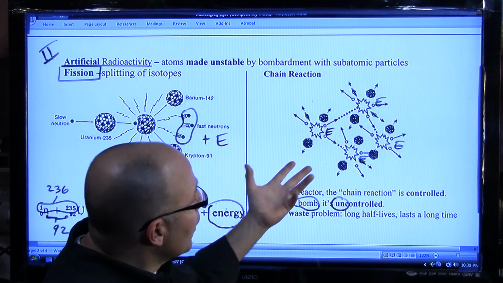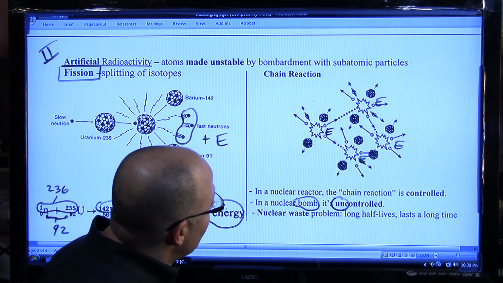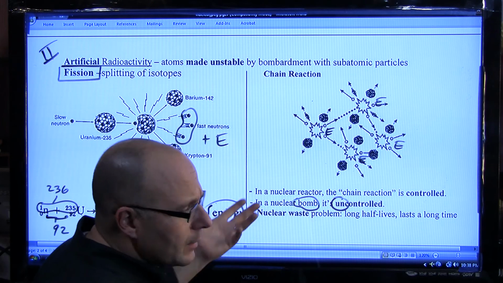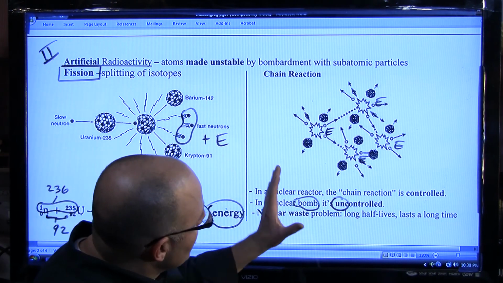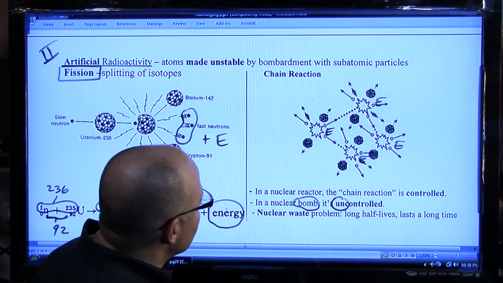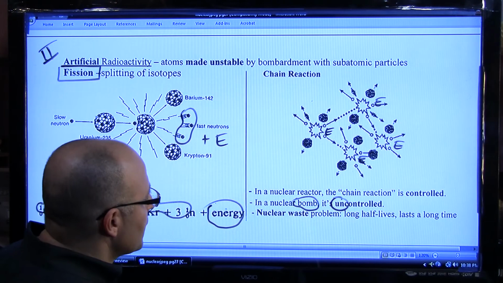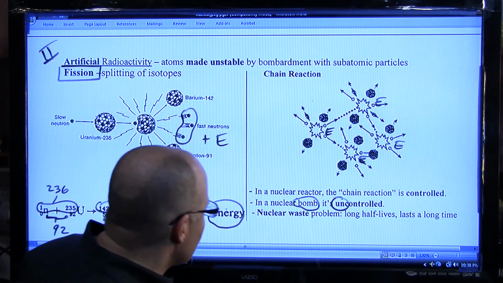But if you can control this process by capturing the neutrons, by absorbing the neutrons, and the details of this you really don't need to know, then you could use this energy for good, quote-unquote, good purposes, and you could use that energy to convert it into electricity. So in a nuclear reactor, the chain reaction is controlled.